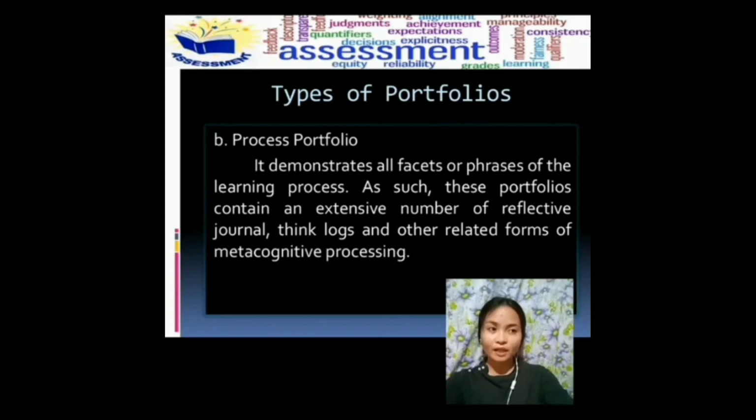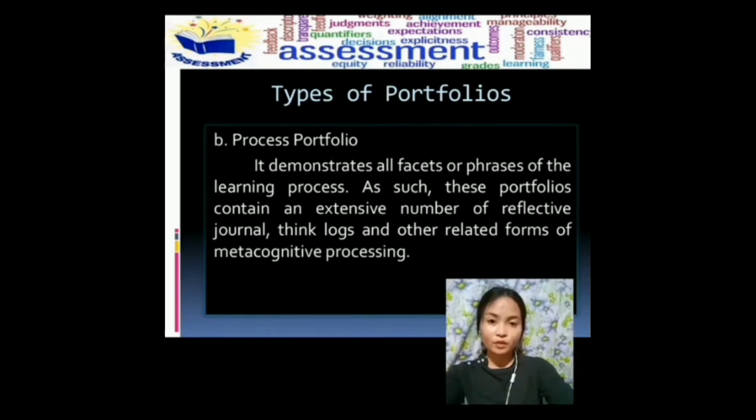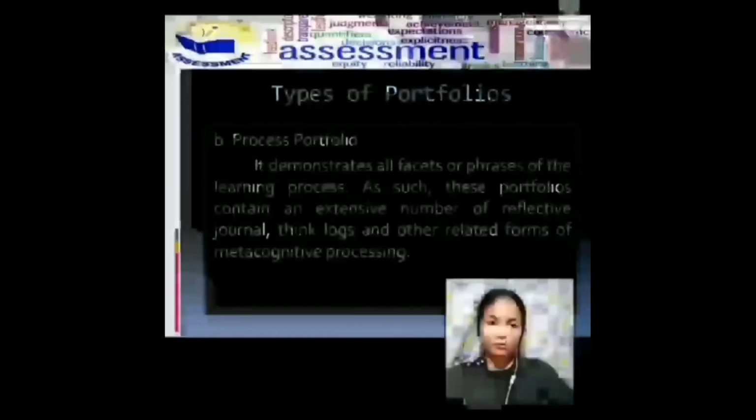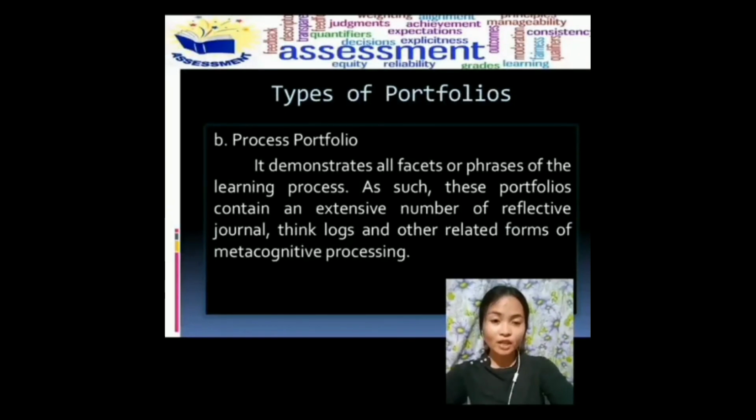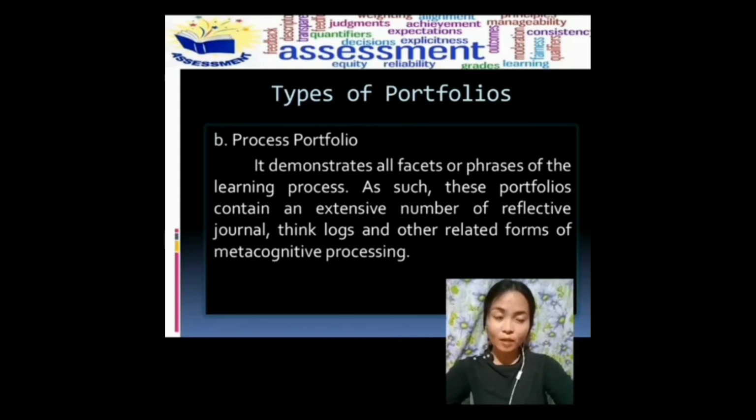Here we can see from the beginning until the end the kinds of learning input. Similar to journals, right? In making journals, we show from the beginning until the end of the lesson or about something. So that is the process portfolio. We input the things or the steps in doing something.